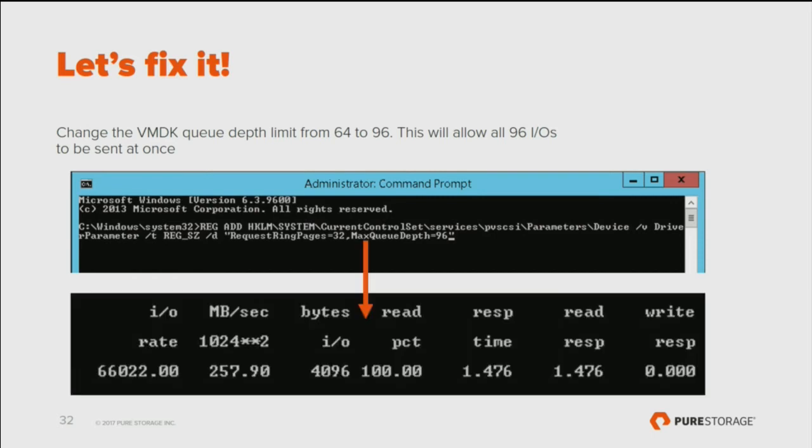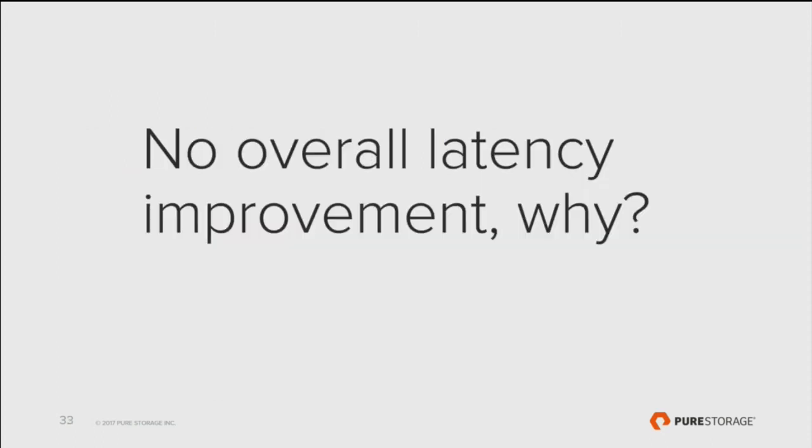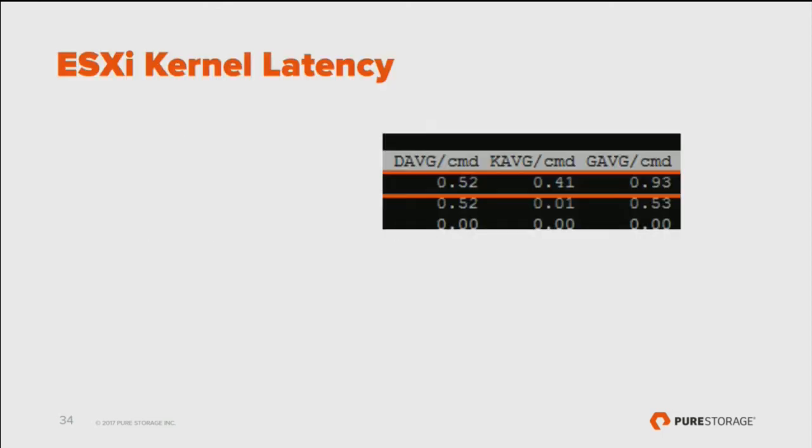So I change that and I restart my workload. Nothing happens. I'm still doing about 65,000 IOPS. I'm still getting 1.47 millisecond latency. Why is that? Well, you can probably guess, right? We still didn't open up the VMFS layer, right? There's still IOs waiting down there at that data store.